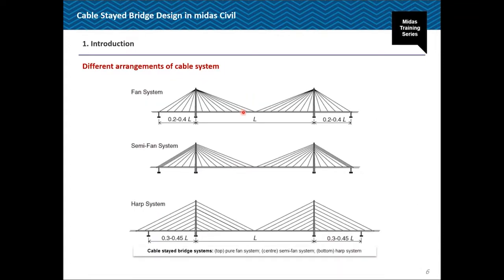The general arrangement of cable systems can be of three types. First is the fan system, second is the harp system, and intermediate between fan and harp is the semi-fan system.